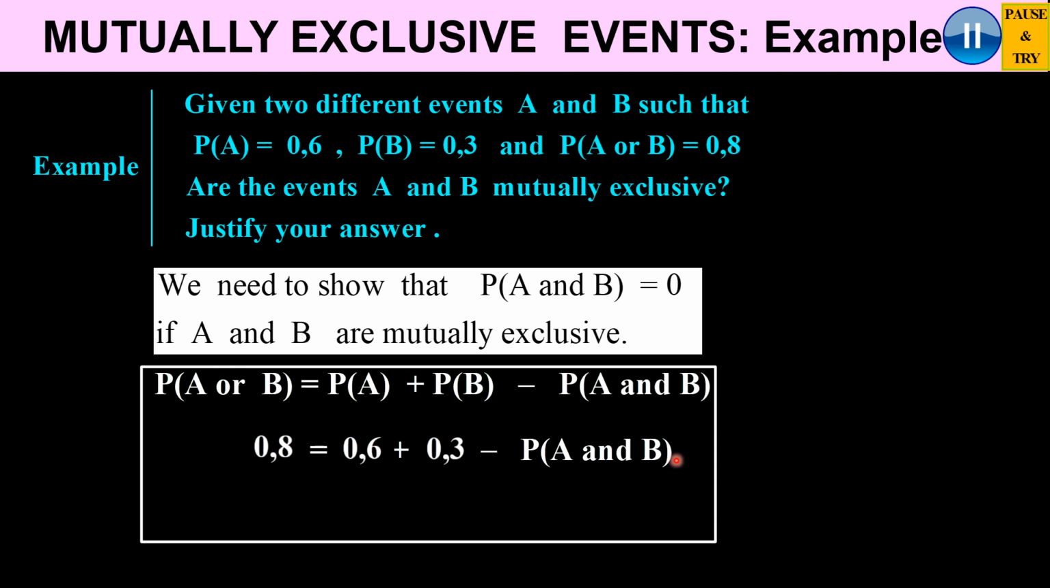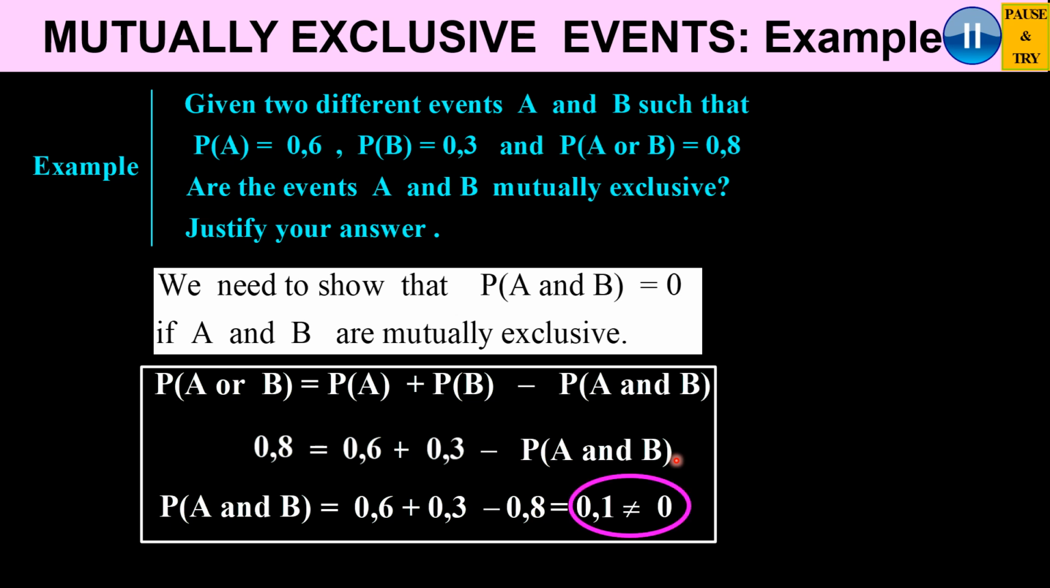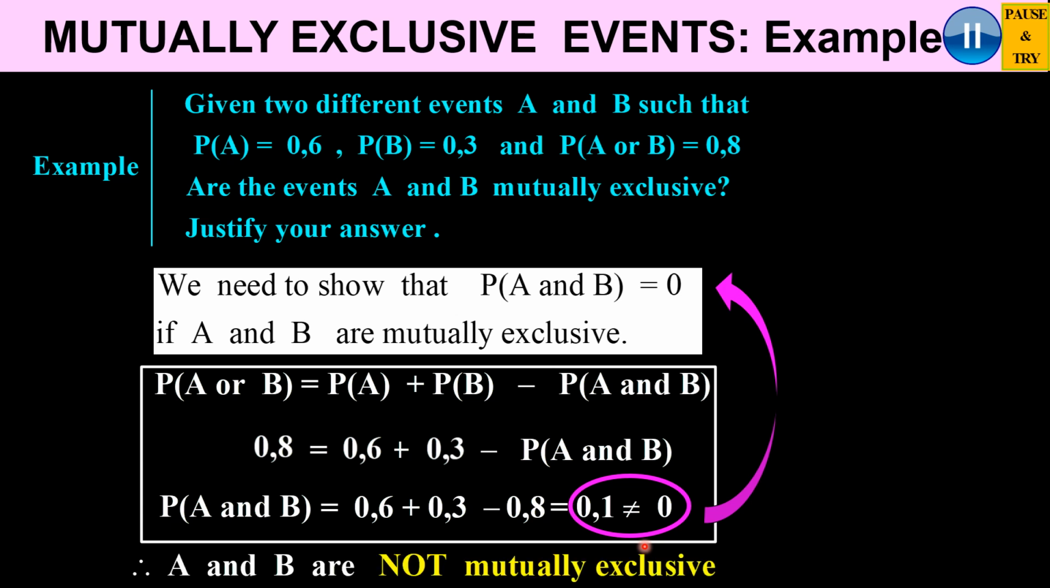Doing a little bit of manipulation, we transpose the probability of A and B to the left side, and then we have 0,6 plus 0,3 minus 0,8. I do the little bit of arithmetic there. That gives me 0,1, and we know 0,1 is definitely not 0. So therefore we can deduce that the probability of A and B is not 0. And because we did not get the 0, we can then deduce that A and B are not mutually exclusive events.